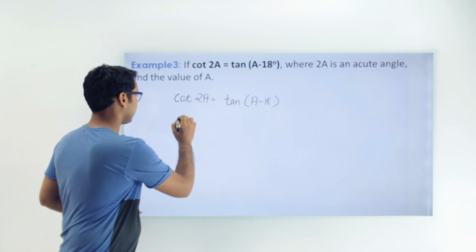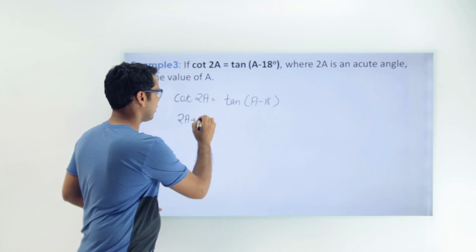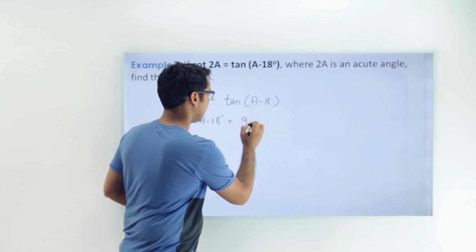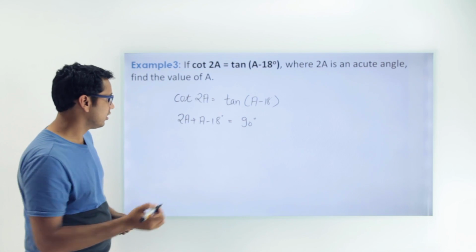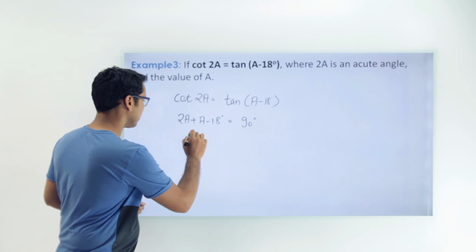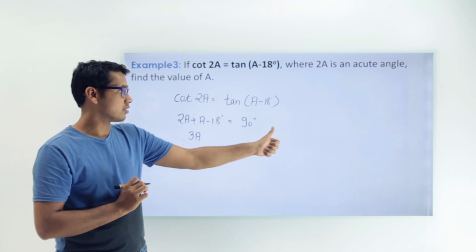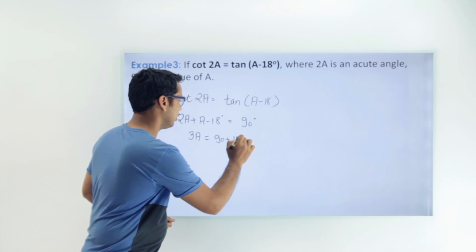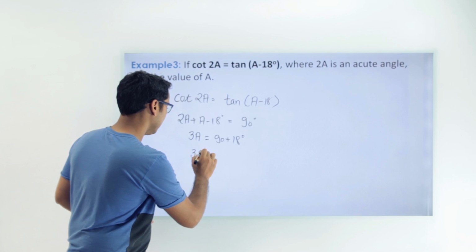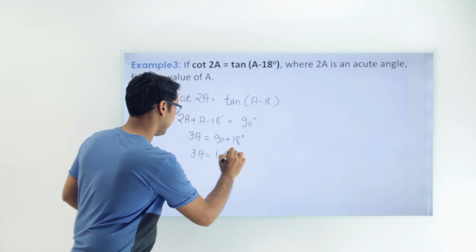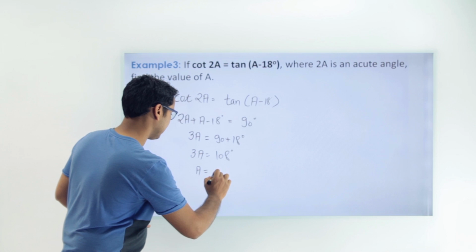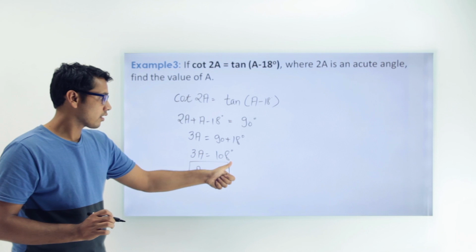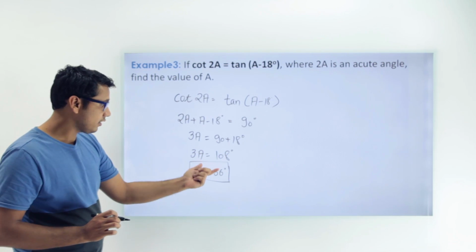So we can write down 2A plus A minus 18 is equal to 90 degrees. Now we can solve it. This will be 3A, and take this 18 on the right hand side. This will become 90 plus 18. So this will come out to be 3A is equal to 108 degrees, and if you calculate the value of A, this comes out to be 36 degrees. We divided by 3 on the right hand side and we get 36 degrees.